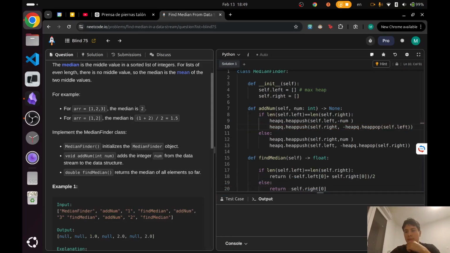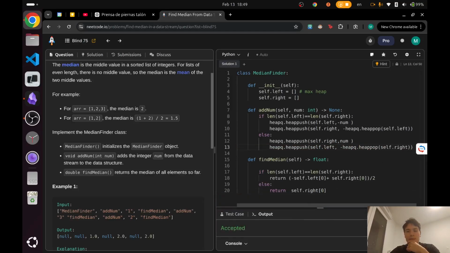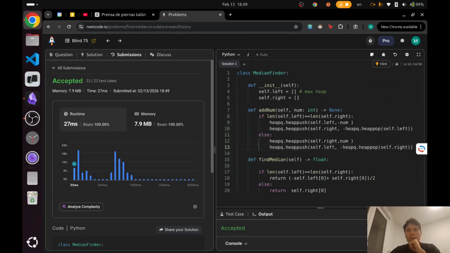And we missed here the p. And that was it. This is the solution, and that was it for today.